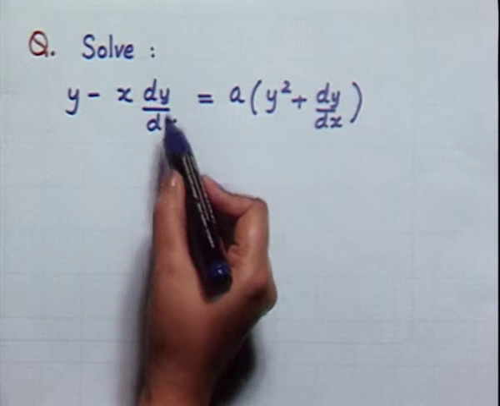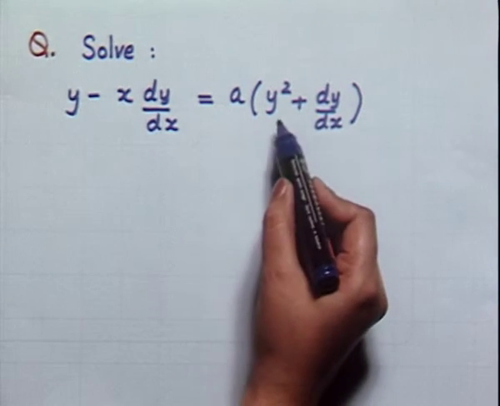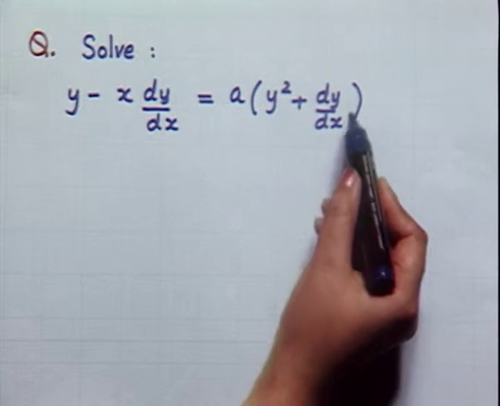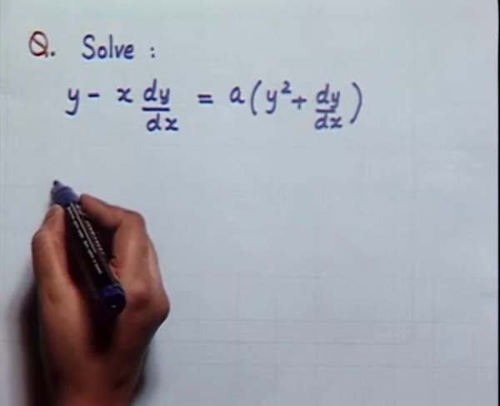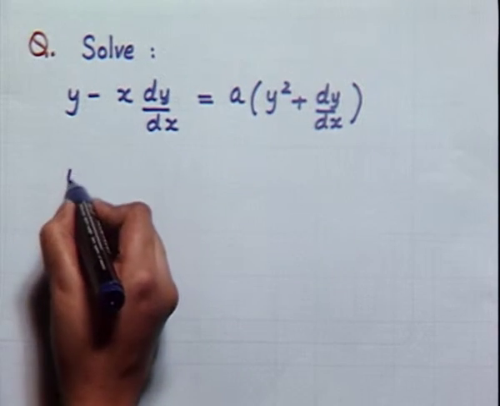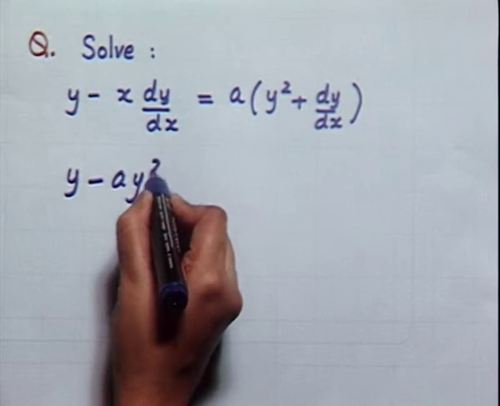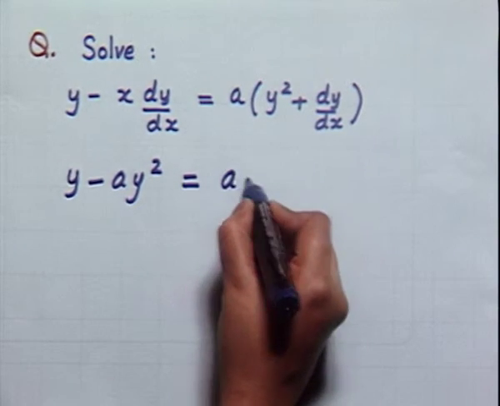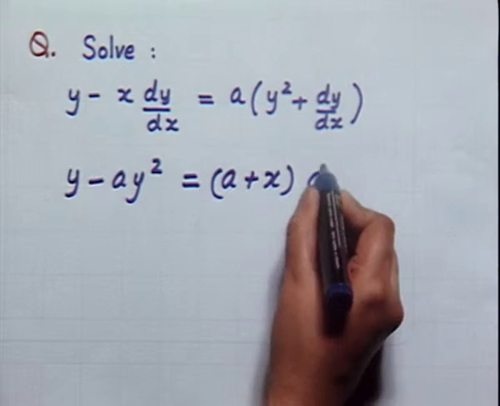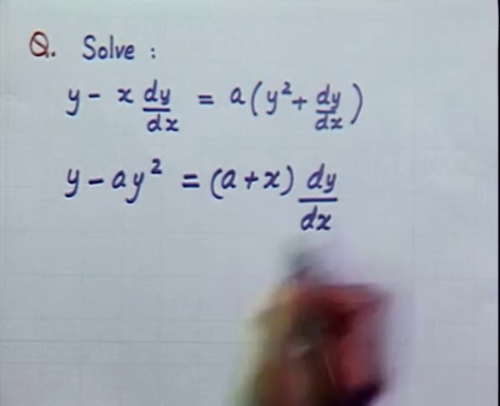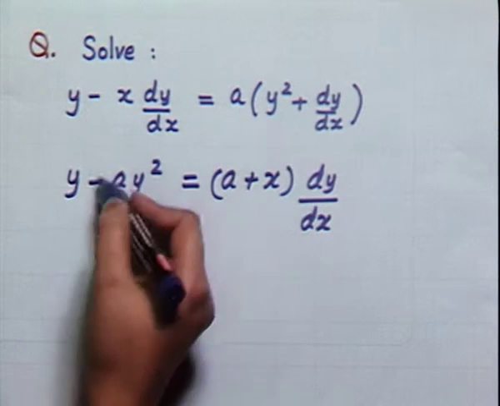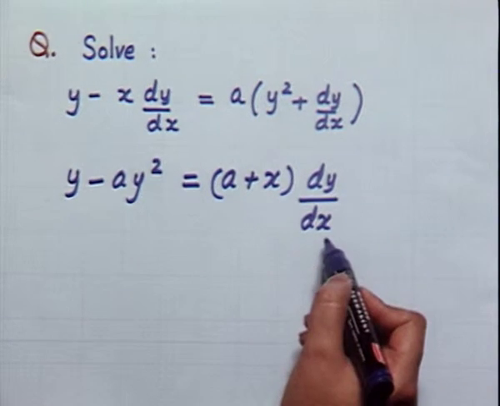The technique remains the same. What you have to learn is observe and decide whether it is possible for you to separate the variables. Consider another problem. Solve y minus x dy by dx is equal to a times y square plus dy by dx. Again, if we are able to collect the terms on one side along the y and of x on the other side, it's termed as a question which can be solved by the variable separable method. That's what I have been able to do. Bring ay square here, you have a plus x dy by dx.